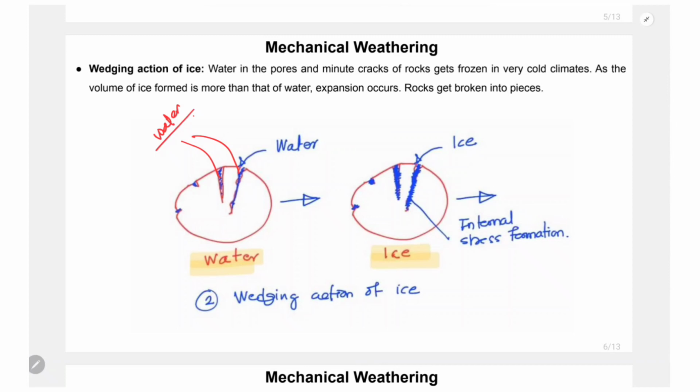decreases, let's say to 0 degrees Celsius or lower, this water gets converted into ice. As we know, in comparison of volume between water and ice, ice has the larger volume. So as the ice has larger volume, it exerts internal pressure, which is responsible for stress formation in the internal structure of the rock, and then the rock gets broken into different pieces. So this is the wedging action of ice.